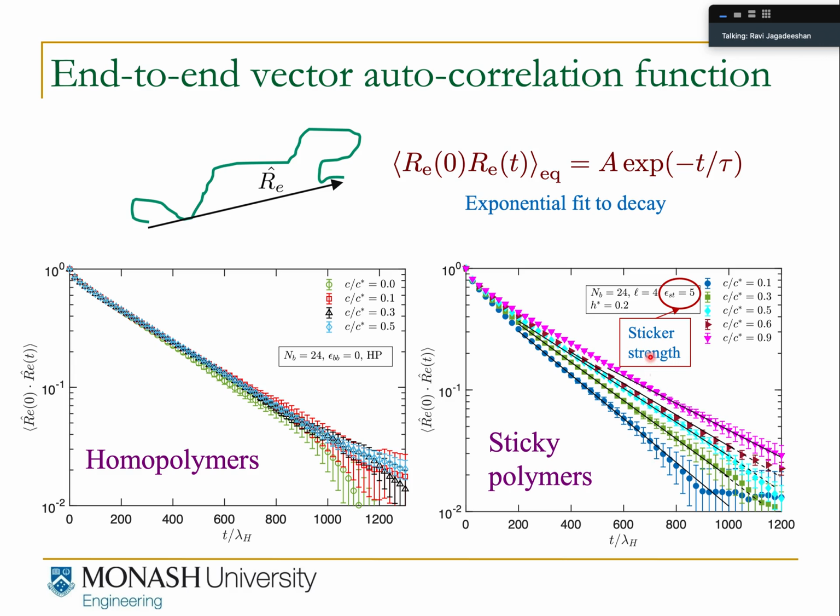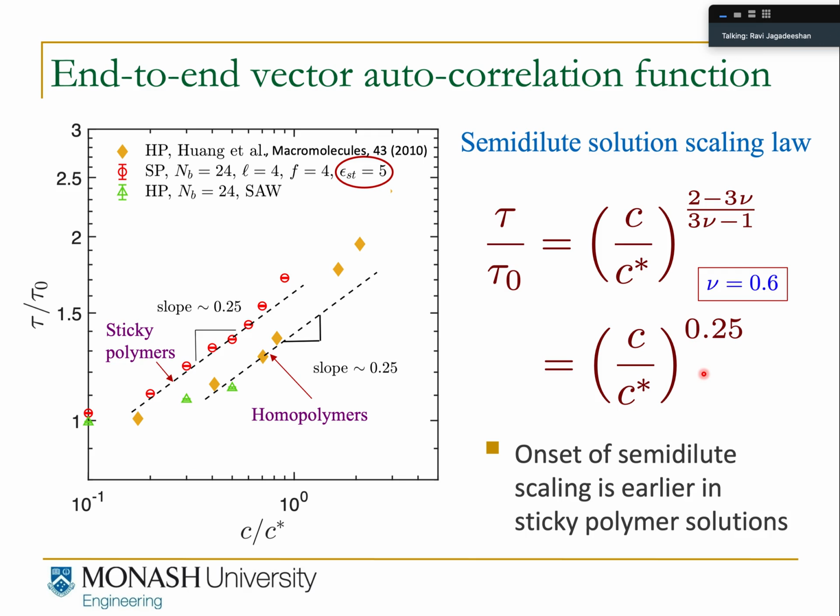Now, I want you to notice that we're using a sticker strength of epsilon st of around 5 kBT, so that's the depth of the well, and this is going to be relevant to my discussion later on, and this is the value we've used in all our simulations. Okay, so here are our first results.